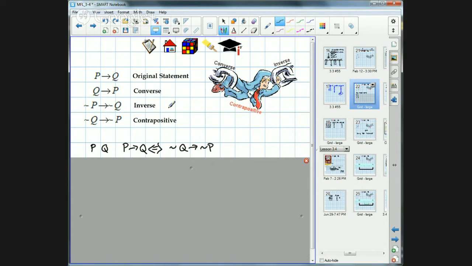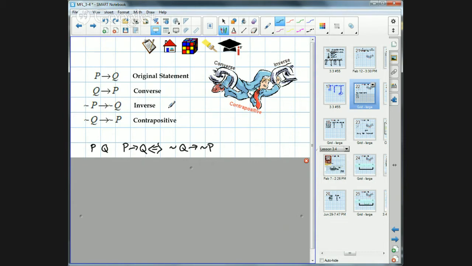So the first one, you just reverse the P and the Q. That's called a converse. In the second one, you leave them in the same order, but you negate them both. That's called the inverse. And by the way, that doesn't work either. For example, if it doesn't rain, then the sidewalk won't get wet. You see the flaw there? Right. Because again, it could be the neighbor's sprinkler that made the sidewalk wet.